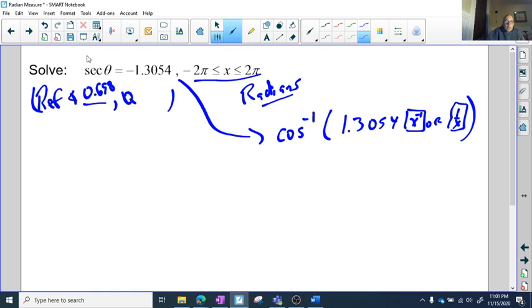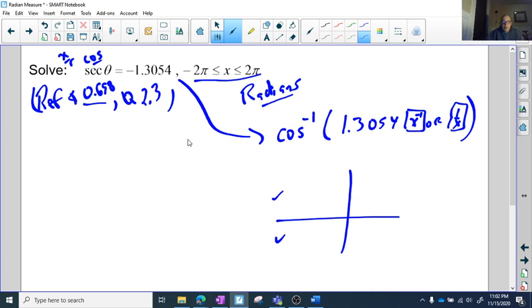And secant, remember, is the reciprocal of cos. Cos is x over your r value. So x must be negative because r is always positive. X has to be negative. Well, that tells me that I am over here and here. So we are in quadrants 2 and 3.